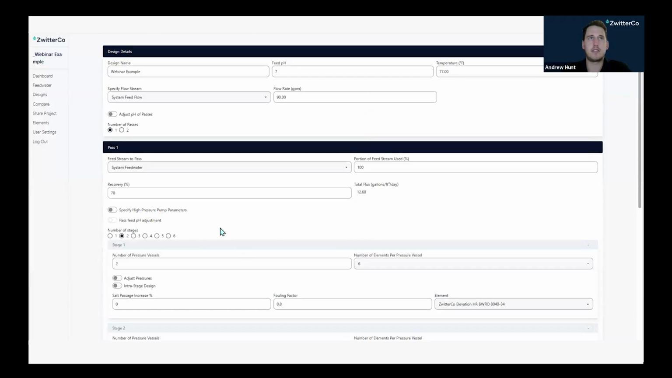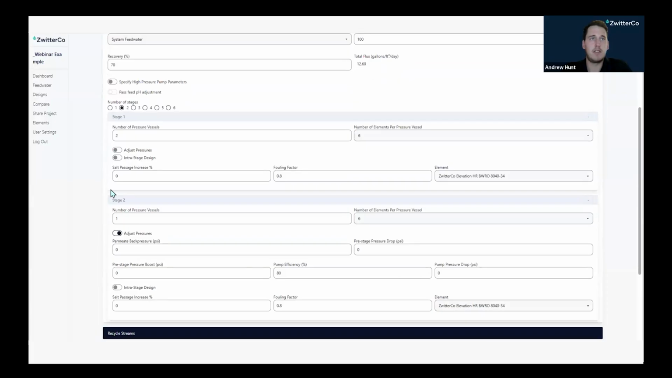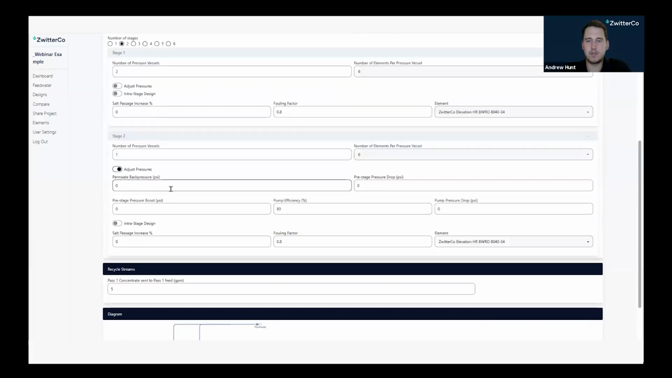And that's going to take you to our next screen, which is our design details. We have multiple designs that you can use. This is just one of the designs here. And from here, you can change things like recovery, number of stages. You can even adjust your pressures with interstage boosting, all these different things. And then you can also choose your full catalog of elevation ZwitterCo RO elements. You can import those.